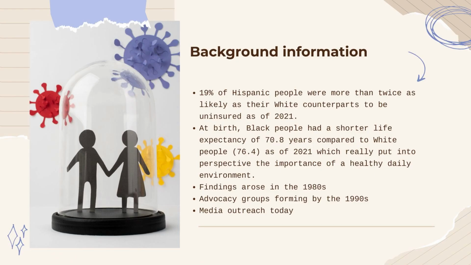Some stats that really put these gaps into perspective, especially due to their recency, were that 19% of Hispanic people were more than twice as likely as their white counterparts to be uninsured as of 2021. And, at birth, Black people had a shorter life expectancy of 70.8 years compared to white people at 76.4 years as of 2021, which really put into perspective the importance of a healthy daily environment.